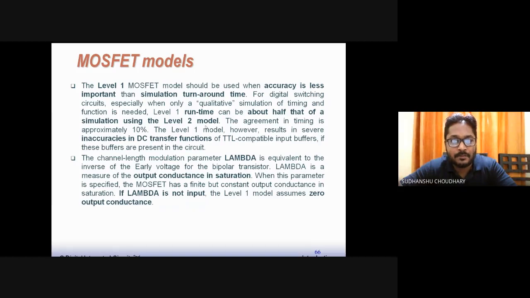For short channel MOSFETs, obviously levels 1, 2 and 3 will fail, so we will have to use advanced levels. And for long channel MOSFETs, you can use level 1 and 2 and save some simulation time.